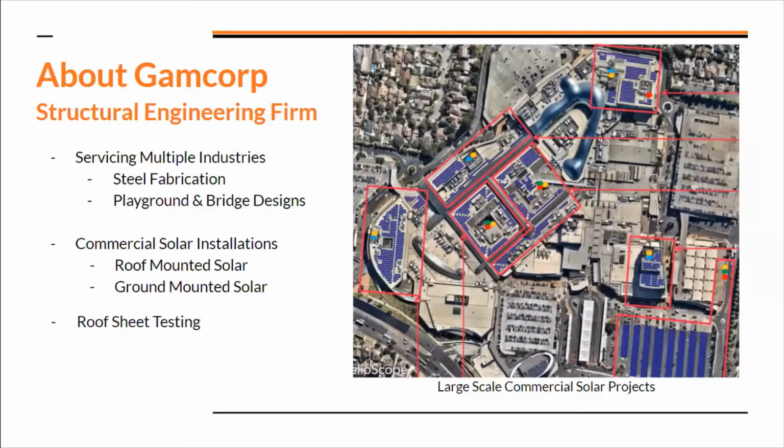So about Gantco, what do we do? We're a structural engineering firm that's predominantly serviced the commercial solar industry for close to a decade. We do other works in regards to steel fabrications, playgrounds, bridge designs, and other complex steel designs, but our main focus is roofing and ground-mounted solar. In the last one or two years, we've also been doing something called physical roof sheet testing, which ties into that last presentation, the secrets of roof sheet clamps.